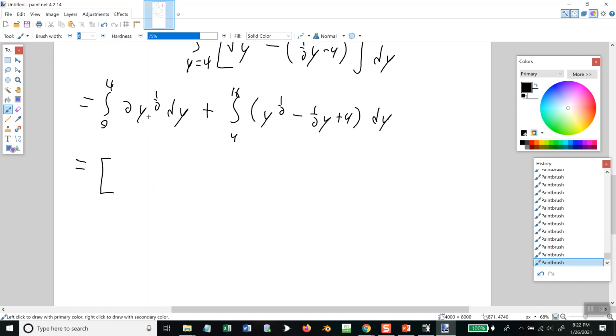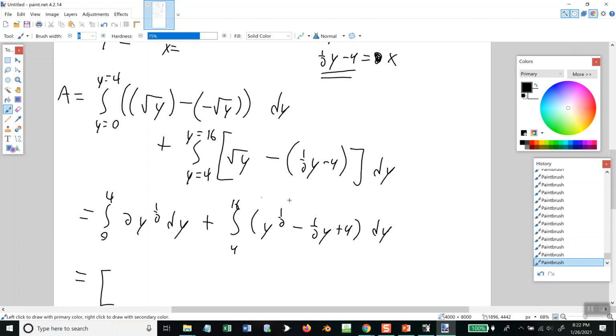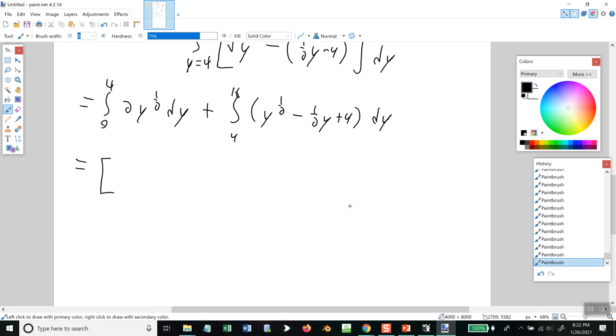Okay. Make sure I haven't screwed that up. Okay, minus 1/2 plus 4. So add 1 to our power, divide by our new power. So 1/2 plus 1 is 3/2. So we got 2/3 y to the 3/2. We'll know if I screw it up because we know what our answer should be, right? 36. Add 1 to the power, divide by my new power. We got 2/3 y to the 3/2 minus, add 1 to the power, divide by new power, plus 4y.